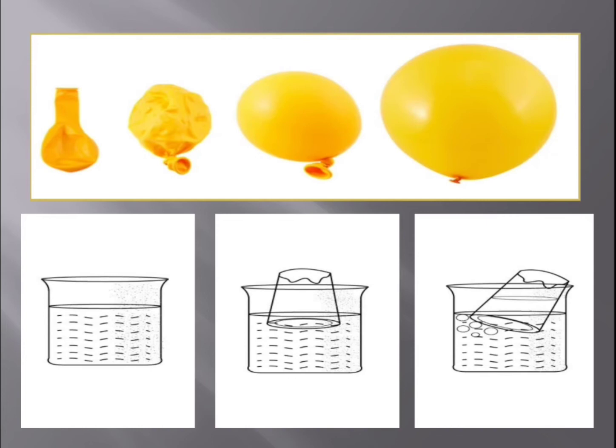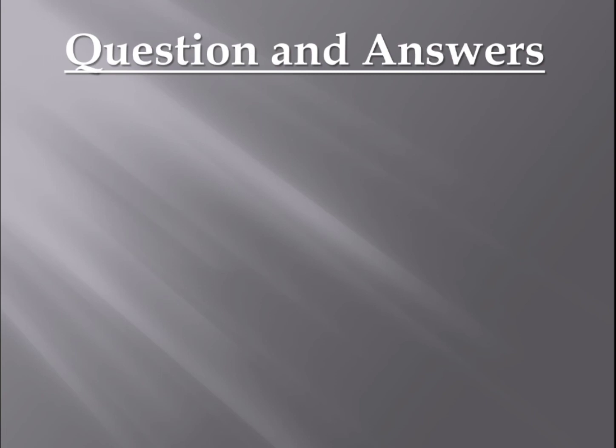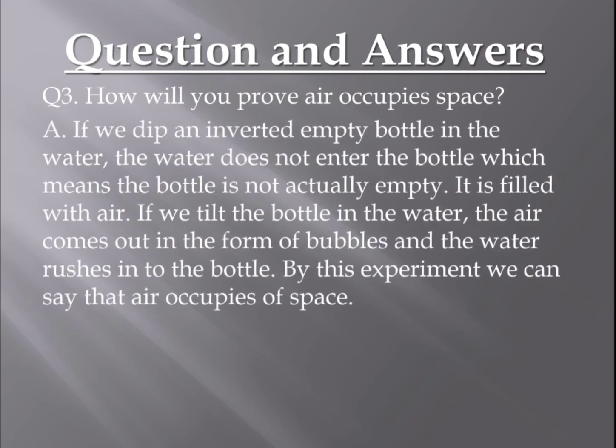Okay, so for this topic, I have given a few keywords in your daily schedule, children. Please learn them and write them in your classwork. And coming to your question answers, how will you prove that air occupies space? So you can write the empty bottle or the empty glass experiment here, children. Okay, if we dip an inverted empty bottle into the water, the water does not enter the bottle, which means the bottle is not actually empty, it is filled with air. If we tilt the bottle in the water, the air comes out in the form of bubbles and then water rushes into the bottle. By this experiment, we can say that air occupies space.